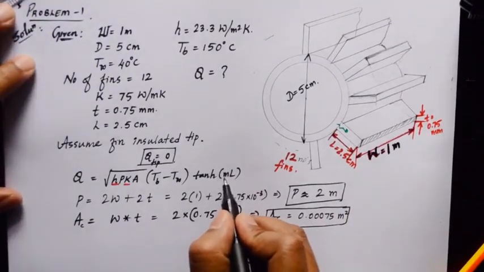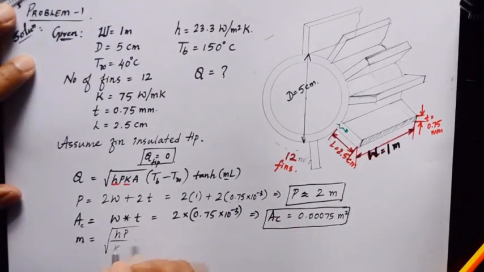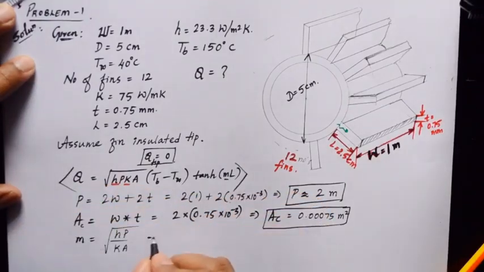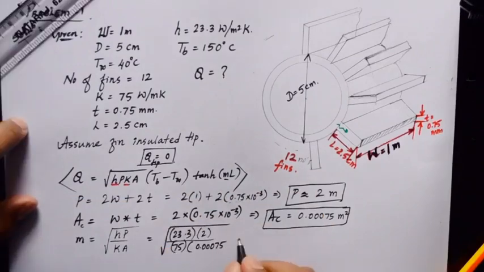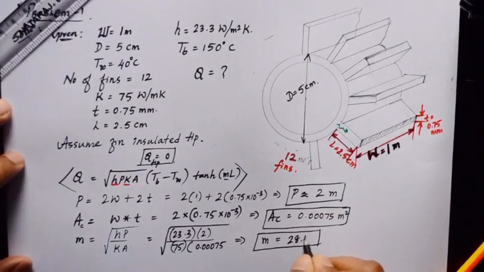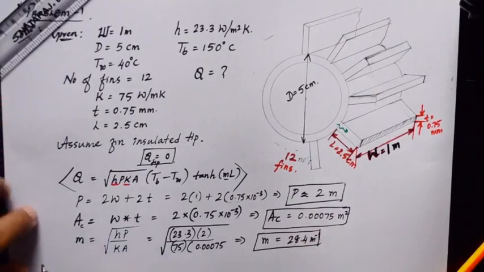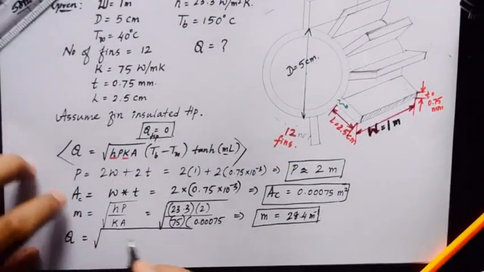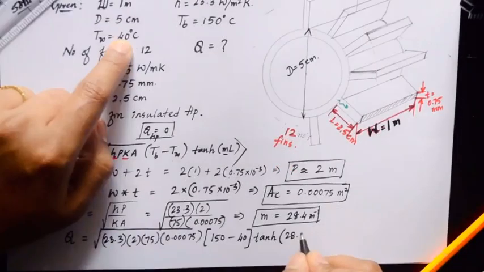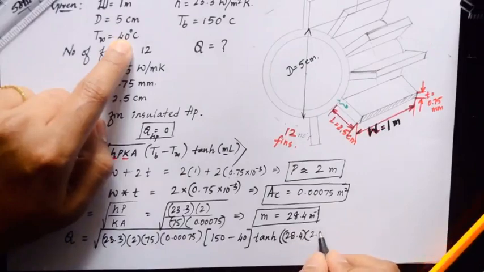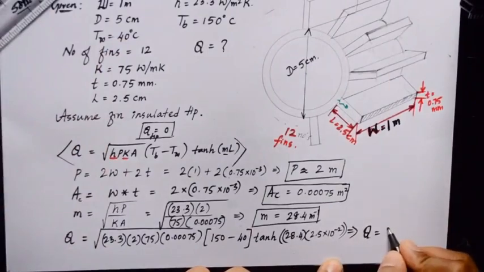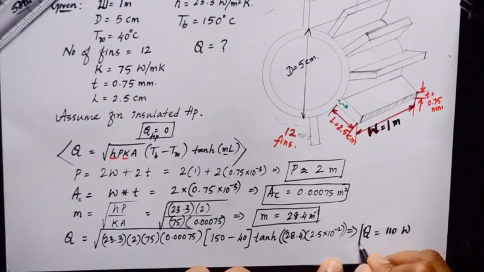We are also in need of the value of m. Find out the value of m as well before we substitute it in this heat flow equation. We'll get the value of m as 28.4 per meter. Now we can substitute all these values into the heat flow equation. So we'll have Q. Hence we'll get the value of Q as 110 watts.